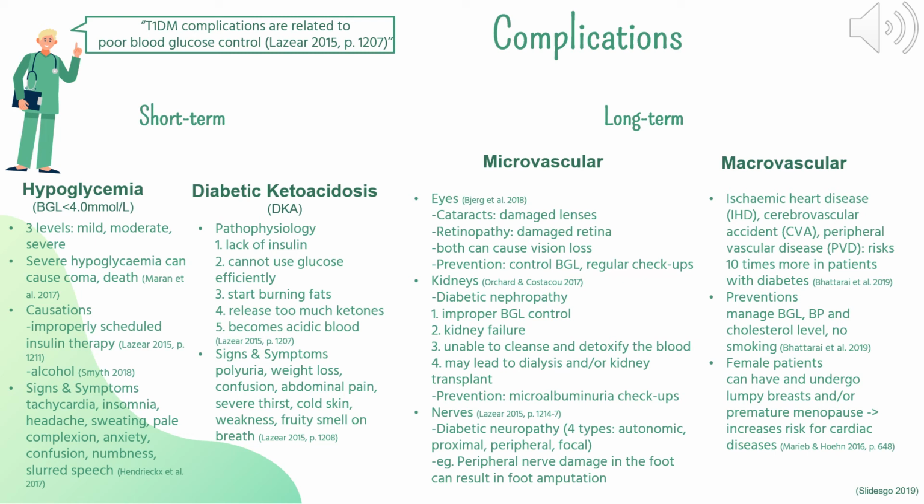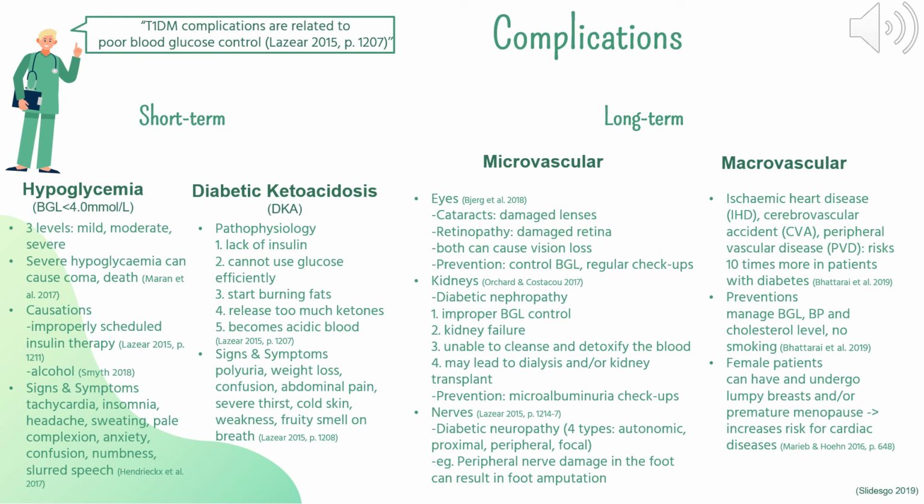lead to DKA. You may experience frequent urination, extreme thirst, abdominal pain, cold skin, confusion, weakness, and weight loss because you are using fat as an energy source, and also a fruity smell on the breath, and this is the smell of ketones being released from your body.